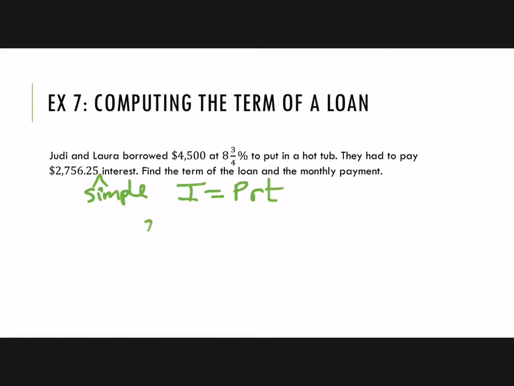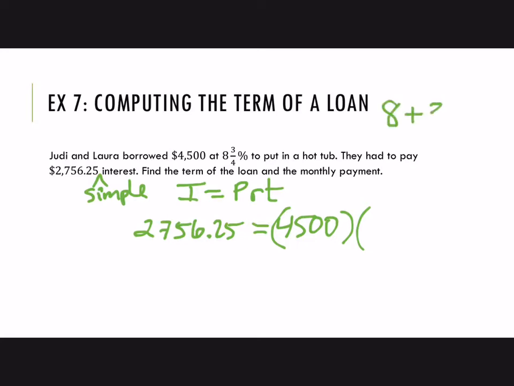So we know the interest, $2,756.25. We know the principal. They borrowed $4,500. We do know the rate, 8 3/4%. In a calculator, you can convert that to a decimal if you like, or you may know the decimal for it already. But if you do 8 plus 3 divided by 4, that's one way to make the conversion. There are different ways to do it. So that's going to be 8.75%, and then as a decimal, that would be 0.0875.